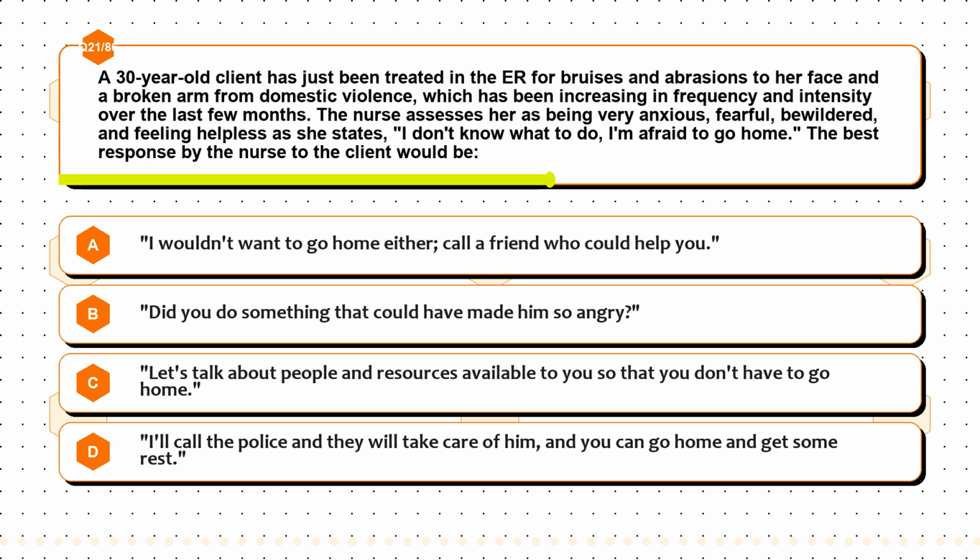Option A, I wouldn't want to go home either. Call a friend who could help you. Option B, did you do something that could have made him so angry? Option C, let's talk about people and resources available to you so that you don't have to go home. Option D, I'll call the police and they will take care of him, and you can go home and get some rest.